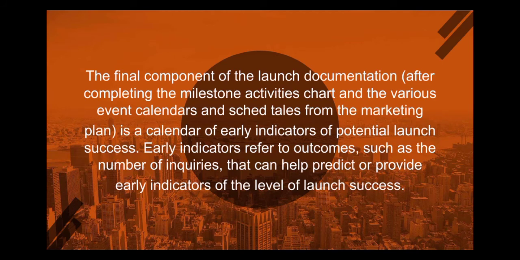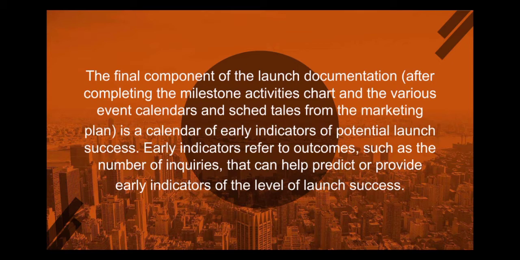The final component of the launch documentation is a calendar of early indicators of potential launch success. Early indicators refer to outcomes such as the number of inquiries that can help predict or provide early indicators of the level of launch success. For example, histories might indicate that 30 inquiries typically convert to one sale. In that case, tracking the number of inquiries could provide an early indicator of future sales. Other early indicators might include the number of sales calls made on the new product, the percentage of distributors willing to carry it, the awareness level of the market, the number of facings retailers give to the product, and so on.